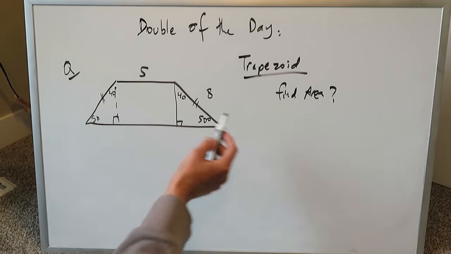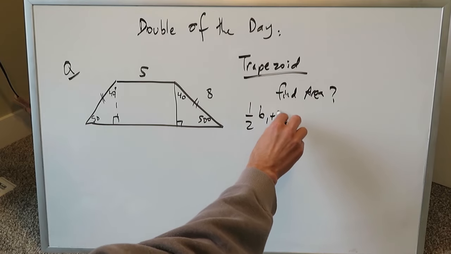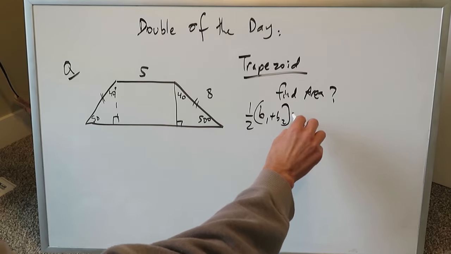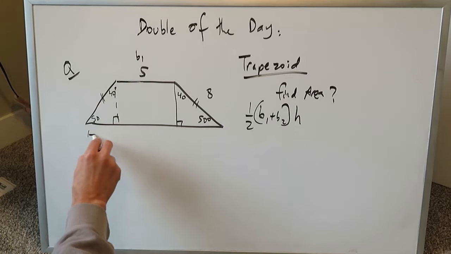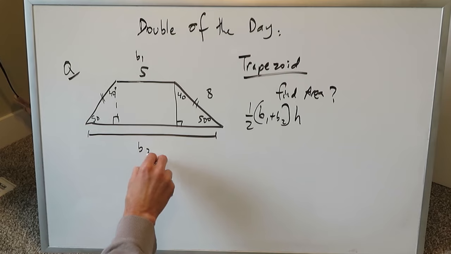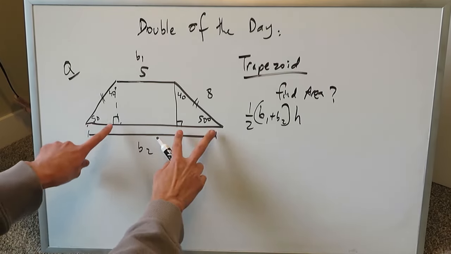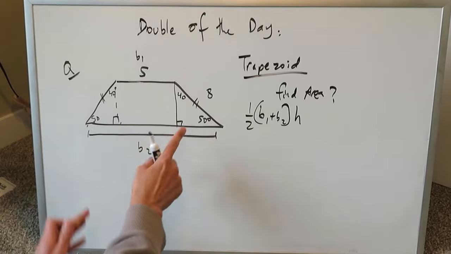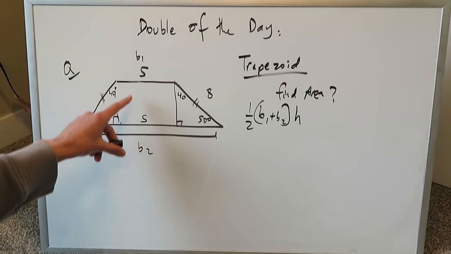To find the area for a trapezoid, you need to have half multiplied by base 1 plus base 2, the two bases, and multiply that by h. If this right here is my base 1, we can call all of this my base 2. But base 2 is made up of three segments, from here to here, from here to here, which these two segments must be the same because these are equal triangles on both sides, and then this one right here must be a 5 which corresponds to B1.